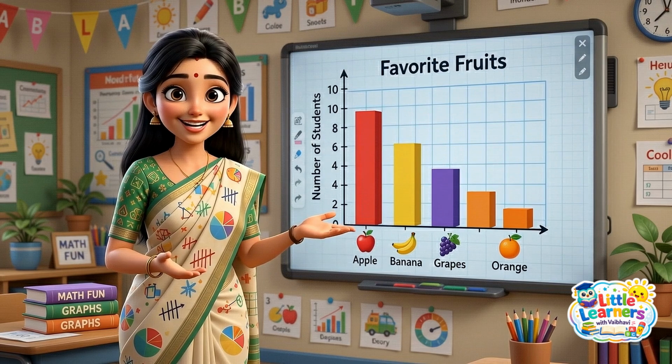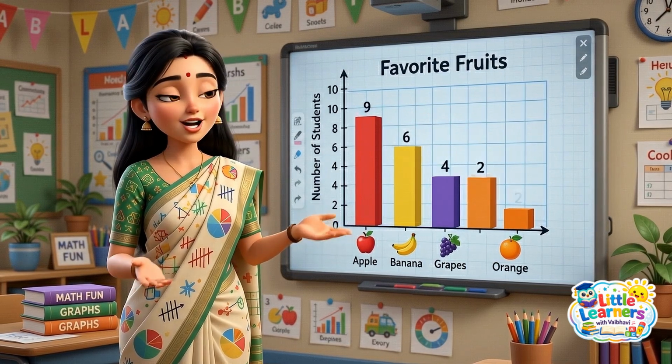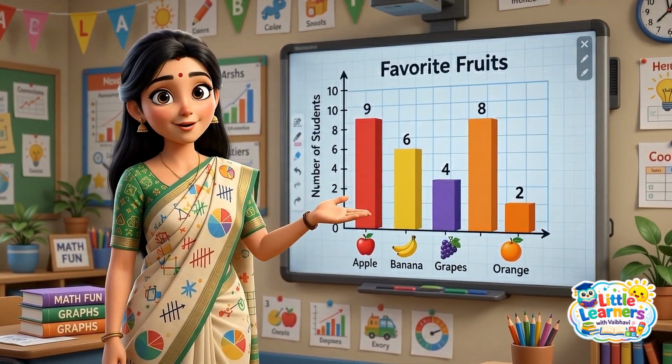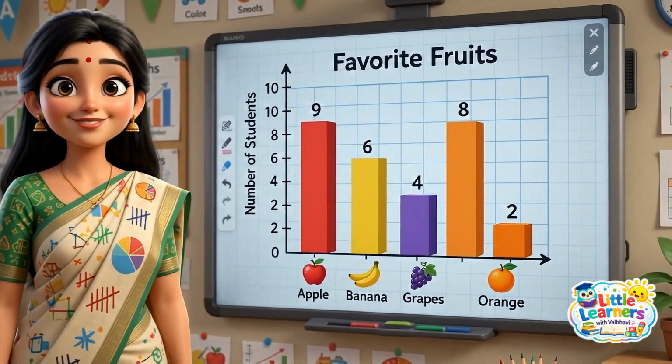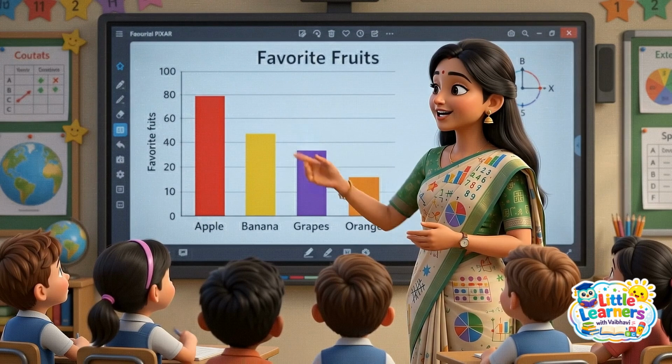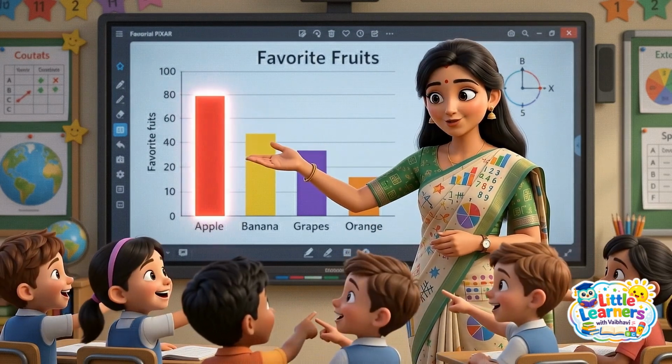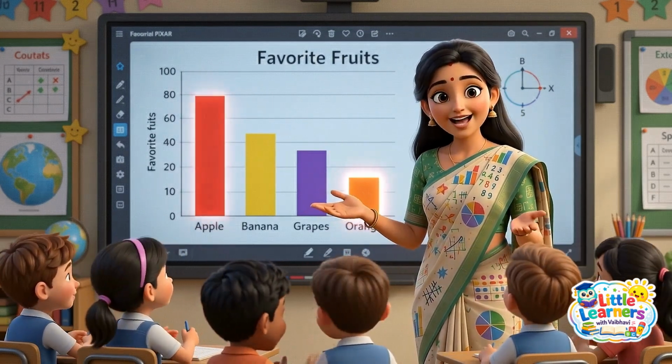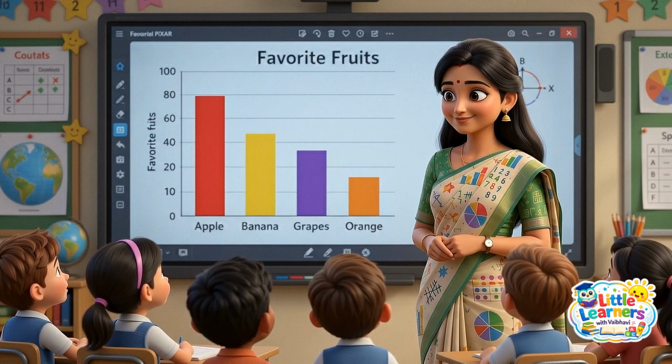Another way to display data is with a bar graph. Taller bars represent larger numbers, making comparisons very easy. By looking at the bar graph, we can quickly find the highest value, the lowest value, and compare different groups.